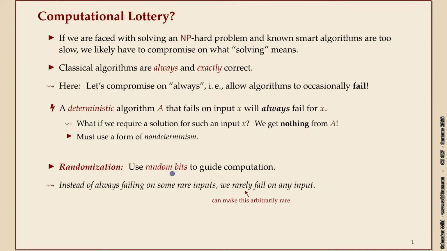We'll come back a little bit on that, but for our computational model, mostly we'll just assume that there are some random bits. Now, the point of randomization is that instead of failing on some rare inputs that might still be the ones we care about, we rarely fail for any specific input. And by repeating, we can make it rarer. Okay.